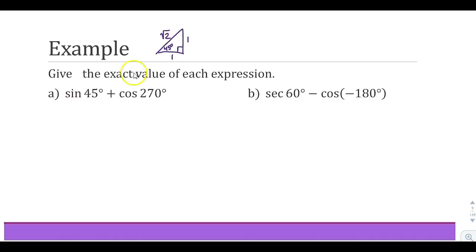So sine of 45 degrees is opposite over hypotenuse. So I have 1 over the square root of 2. So go ahead and leave that at least for now.